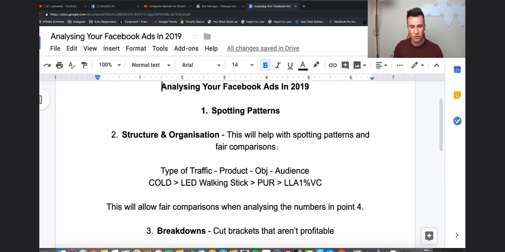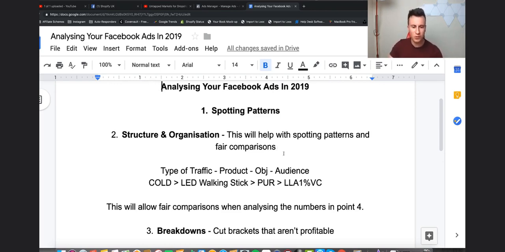Because if you don't spot a pattern within a fair comparison, then the numbers are going to be skewed, and it's going to give you a false representation of whether you need to switch that ad set off or keep it running. Hopefully that makes sense. But like I said, any questions at all, just make sure you leave a comment below.